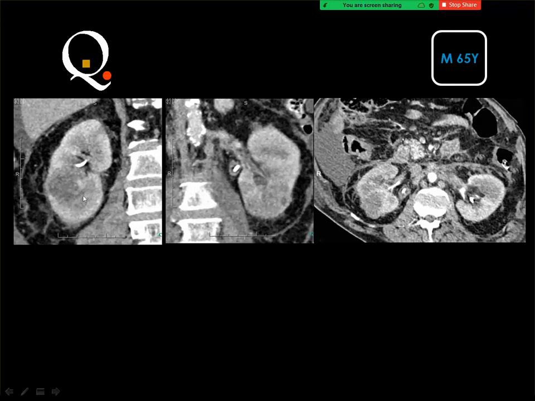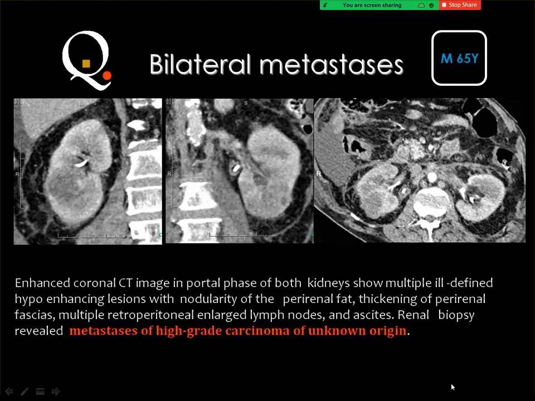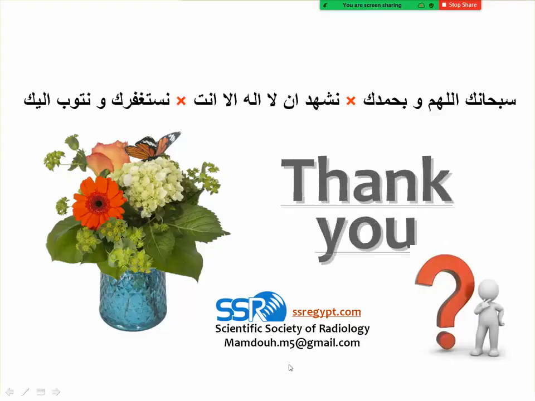Then if you consider the lesion on the opposite side, you may say that this is renal cell carcinoma with metastasis to the opposite kidney, or this is renal lymphoma with involvement of both kidneys, or this is metastatic deposits of unknown primary to both kidneys. This was the situation: metastasis of high-grade carcinoma of unknown origin after they biopsied these masses. So this is the logical thinking. You think first of the primary lesion, then consider the possibility of lymphoma, then consider the possibility of metastasis. Thank you very much.